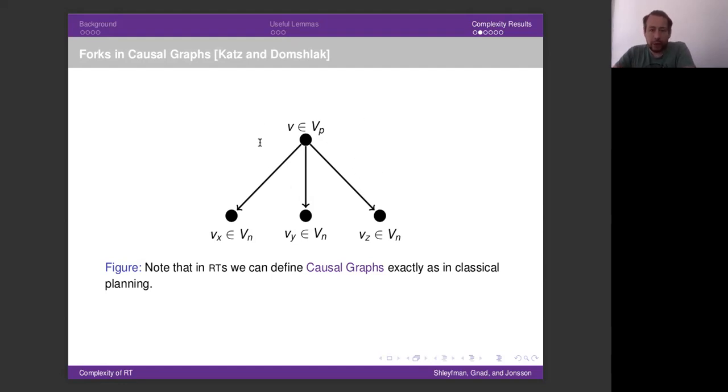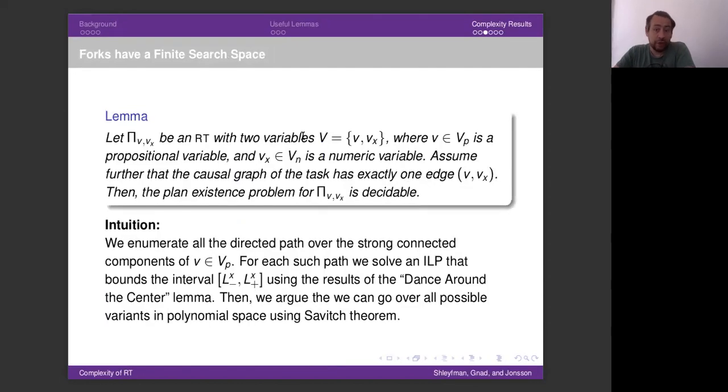So our claim is about forks and actually general numeric leaves, but we will talk about this structure. So suppose we have two variables, the upper variable is propositional, the lower variable is numeric. All actions that affect the propositional variable can have only propositional conditions by the structure of the causal graph. So if we have such a task, it is still decidable. Actually, it is pseudo-polynomial, but we won't go into that.